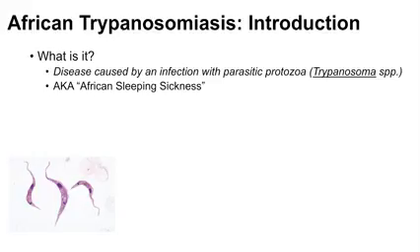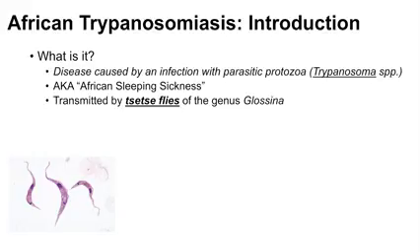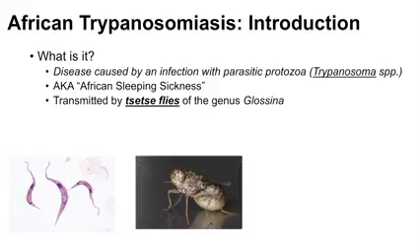African trypanosomiasis is also known as African sleeping sickness, and we'll talk about why that is later on in the lesson. The Trypanosoma protozoa that causes African trypanosomiasis is transmitted by the tsetse flies of the genus Glossina, and here's an image of a tsetse fly.